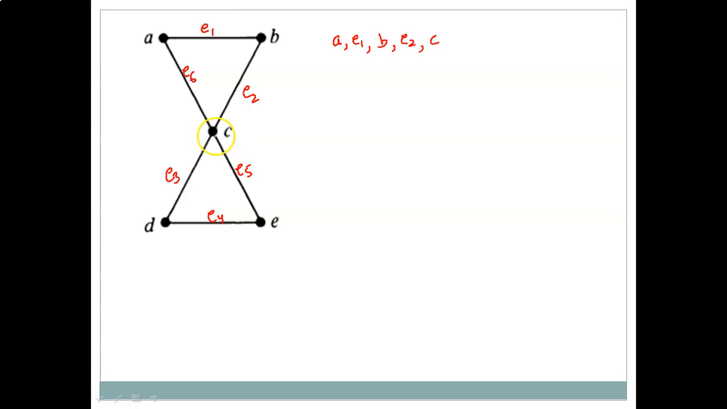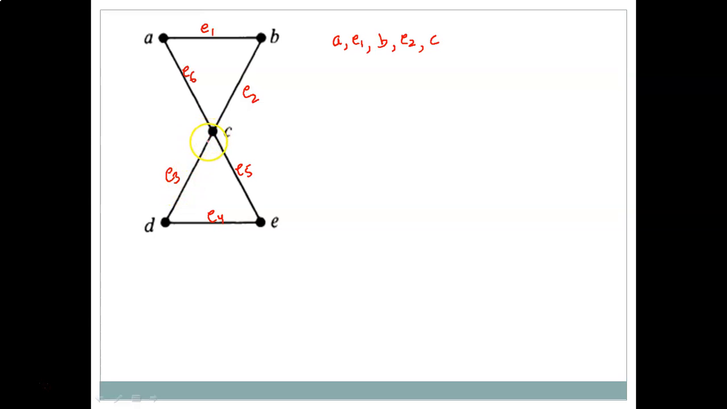Now from C, we have three choices. Either we can travel through E6, we can traverse through E5, or we can traverse through E3. We have three choices. But if I go back to A along this E6, then it will not solve our problem. That means we will not be having an Euler line because these edges will be left untraversed. So that way we have to move either through E5 or through E3.